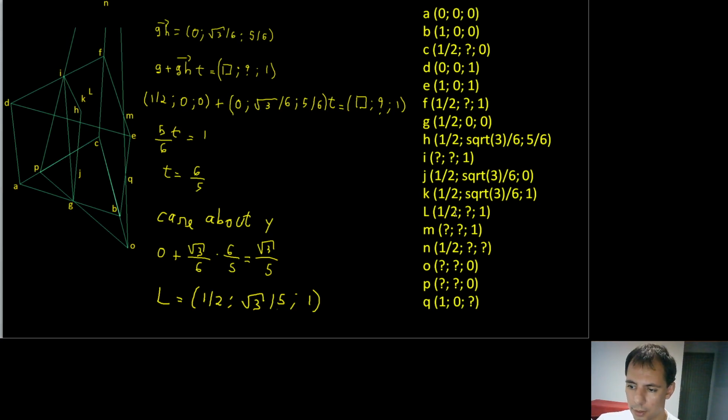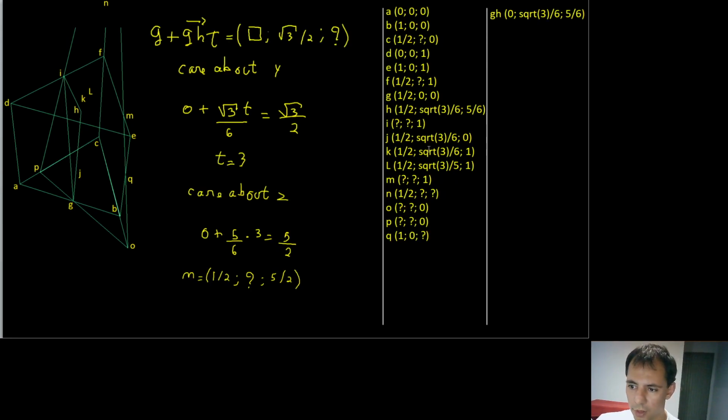And we're going to put that in on the next slide. So you have L here, square root of 3 divided by 5. Okay. And now you want to find out the value of n.